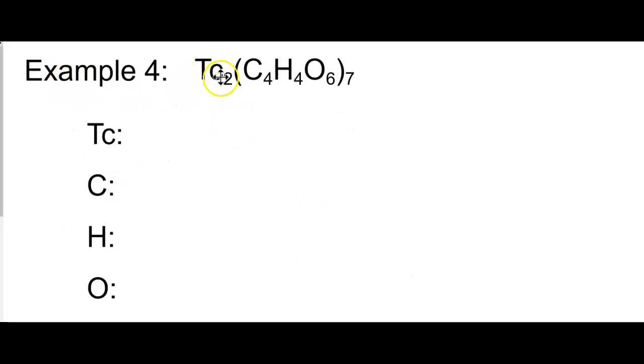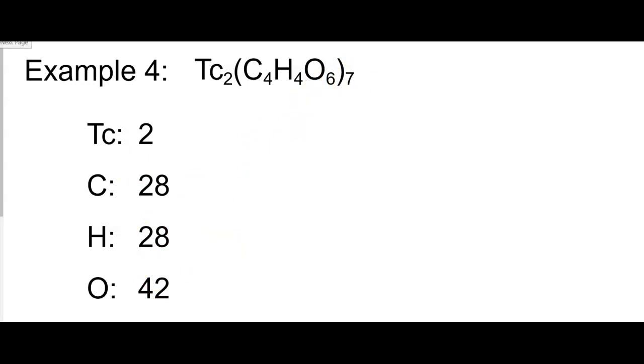Okay, example 4, Tc2(C4H4O6)7. Remember that this 2 only applies to Tc, but the 7, because it's outside a set of parentheses, will be multiplied through or distributed through the set of parentheses. So we have 2 Tc's, we have 4 times 7, 28 carbons, 4 times 7, 28 hydrogens, and 6 times 7, 42 oxygens.